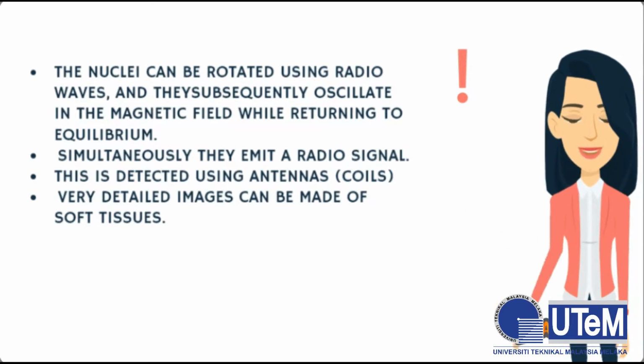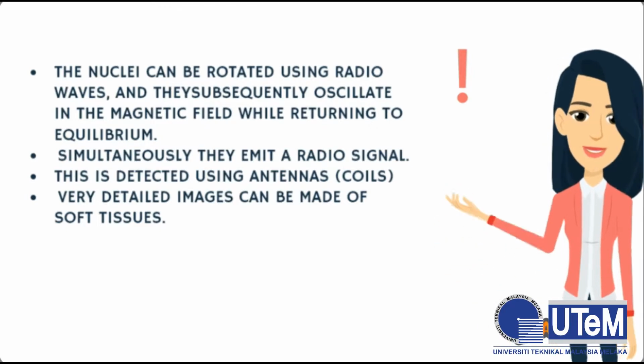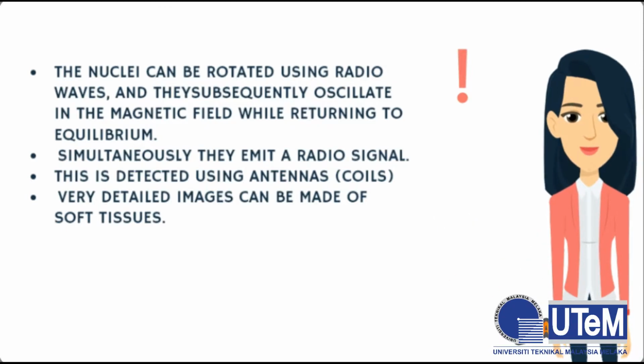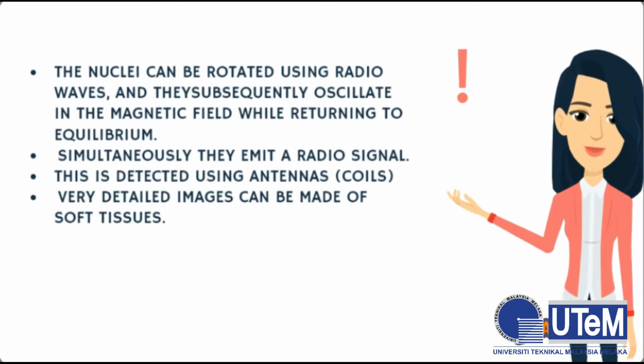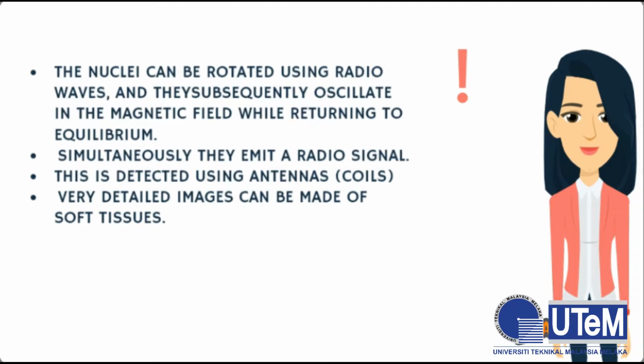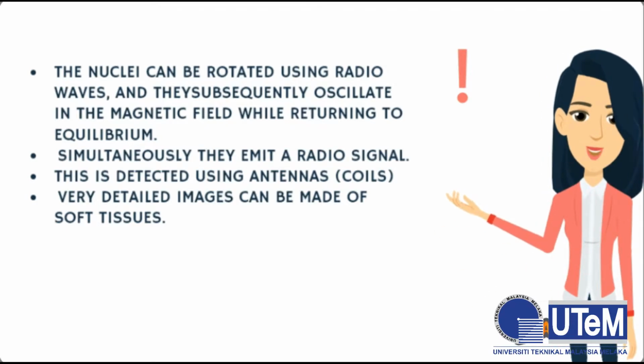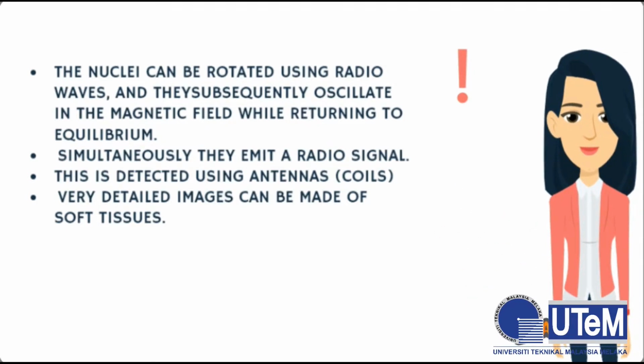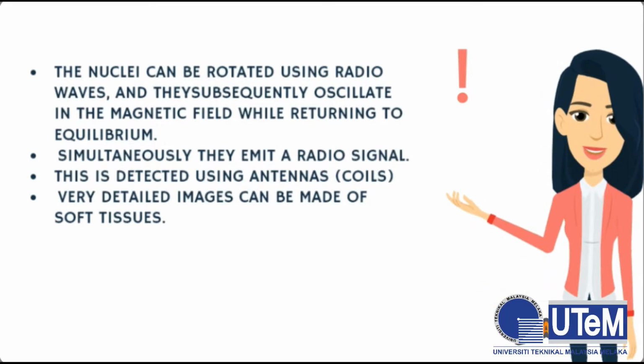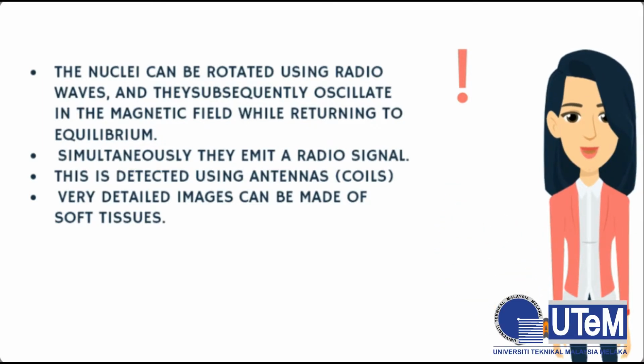They subsequently oscillate in the magnetic field while returning to equilibrium. Simultaneously, they emit a radio wave. This is detected by antennas, which are coils. Very detailed images can be made of soft tissues.